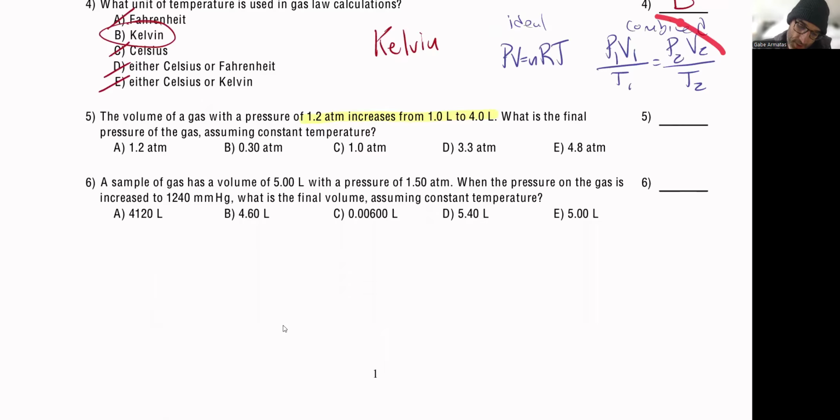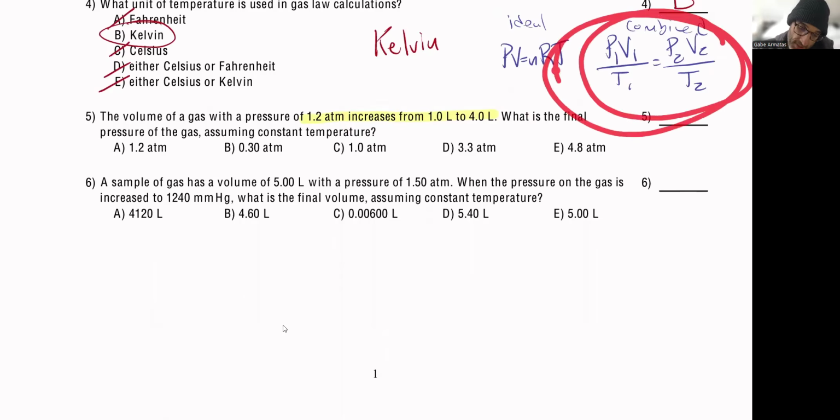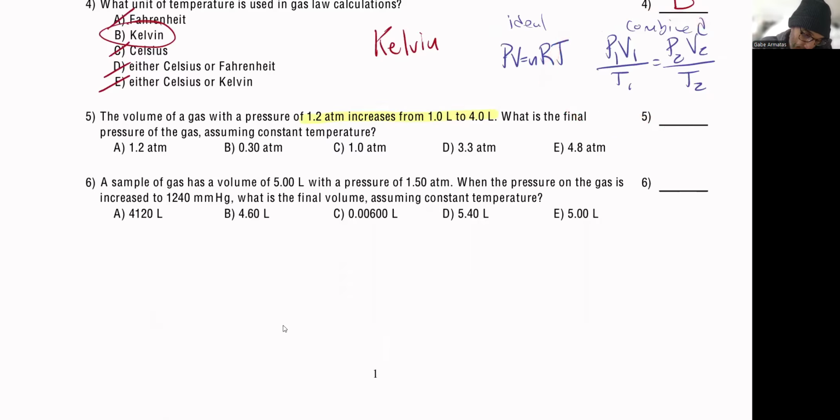We use the combined gas law when we have multiple states, which I do here. I have one volume and I increase the volume. So we see some change. We have two different states of gases. We've made a change. So we are going to be using the combined gas law here. I'm going to do this work below. So I'm going to write out this equation, P1V1 over T1 equals P2V2 over T2.